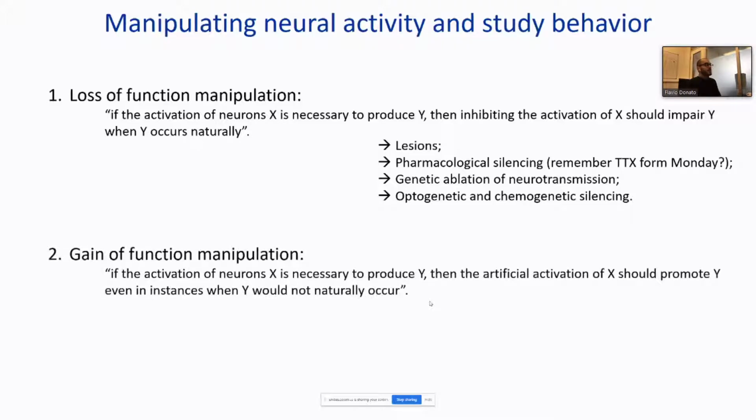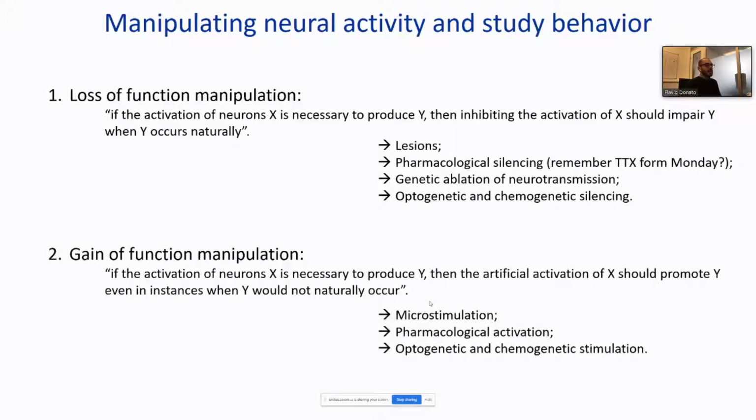The other part of manipulation that you can do is a gain of function manipulation. If the activity of neuron X is necessary to produce Y, then you should be able, by artificially activating X, to reproduce Y, even in situations in which the stimulus does not occur. We have seen, for example, that the neuron is able to respond to a moving bar or an oriented bar in the visual field. With the gain of function manipulation, by activating this neuron, you should elicit the response that is associated with this moving bar, even if you don't present the moving bar in front of the eyes of the animal.